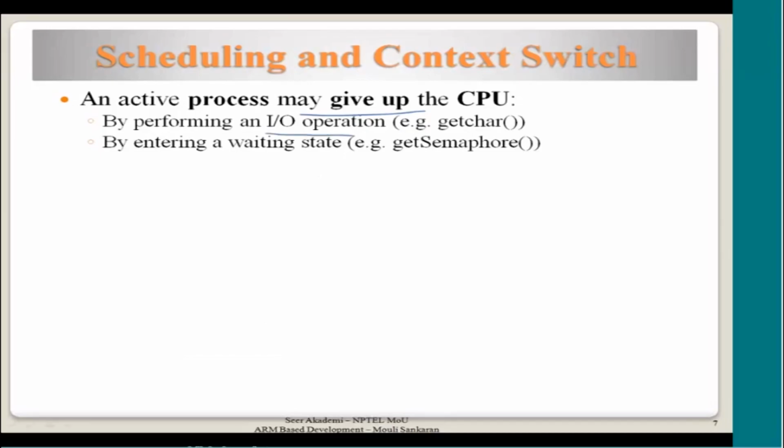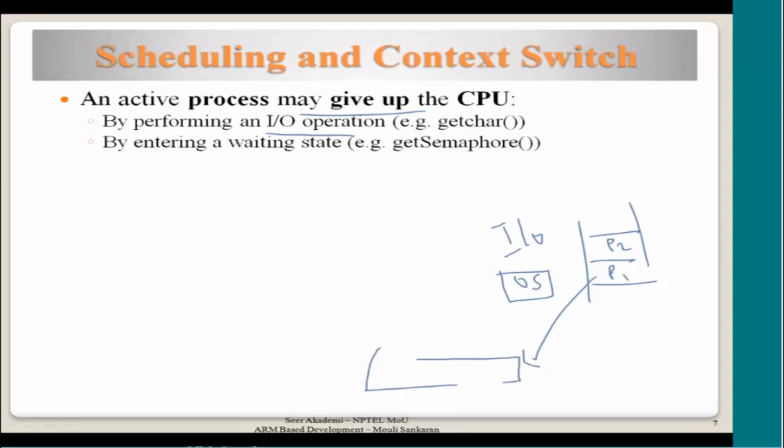When it does the IO operation, the OS gets the control, because all IO operations are managed by the OS. Why? I'll give you an example. Suppose process P1 is there and process P2 is there. Both of them are trying to output onto a serial port, call it UART. This is a peripheral device, and you can write into this, and then the characters will come out.